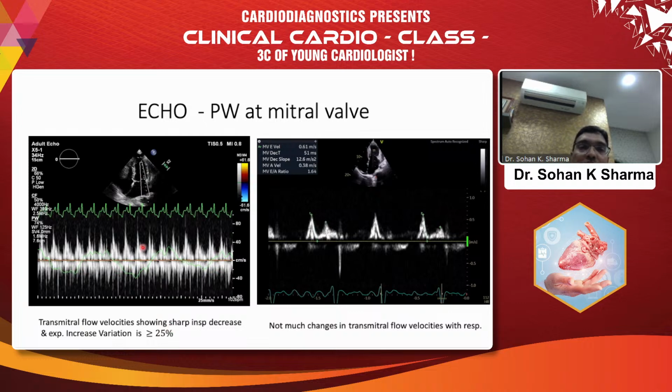So this left side of the picture is for constrictive pericarditis. There is a respiratory variation that is seen by the height of the E wave. While on the right side of the picture, there is not much change in the transmitral flow velocities with respiration. Almost the same in all the phases. And also the E height is more than the A height.